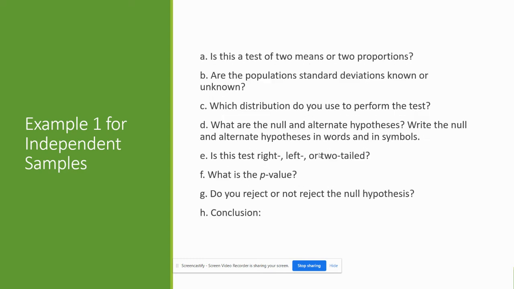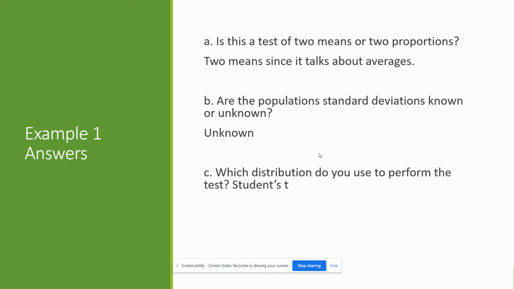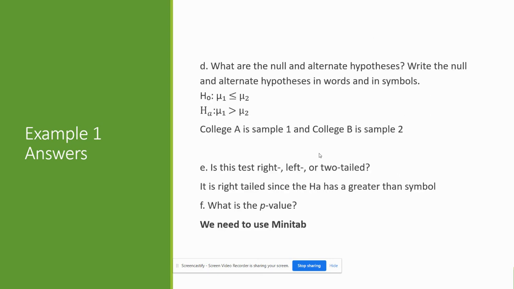This looks really similar to what we did with the one mean t-test. So I want to know, is this test a 1 mean or a 2 proportion? I'm going to tell you now, it's 1 mean because they're looking at the average number of courses people took. Are the population standard deviations known or unknown? We didn't have any. All we had were the sample standard deviations. So the population standard deviations are unknown, so we can do an independent 2 mean t-test. What distribution are you going to use for this test? Because I didn't know my population standard deviation, I'm going to do a student t-test. Right. What are the null and alternative hypotheses?